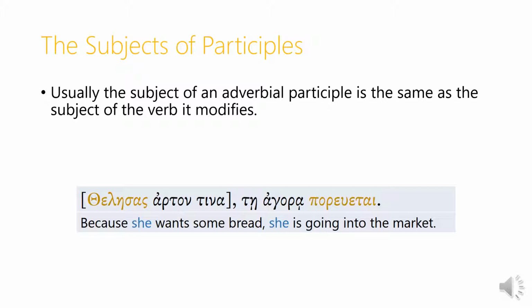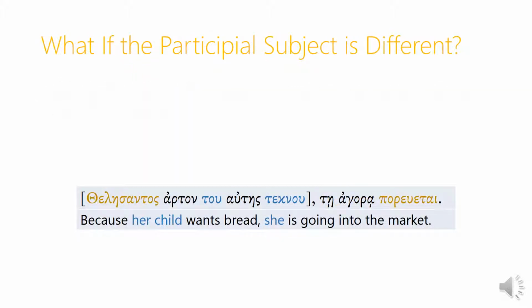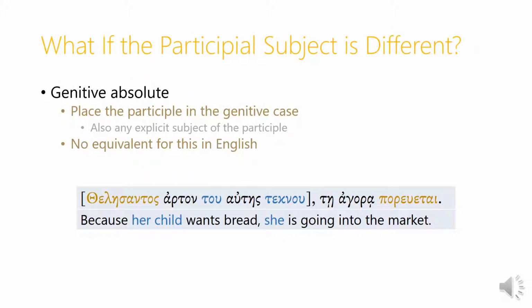But what if we want to say that somebody is doing some action in the participial clause and that person's different from the person doing the action of the main clause? Well, that's where the genitive absolute comes in. What happens is we place the participle in the genitive case. And we also put in the genitive case any words that explicitly identify the subject of the participle. You won't always have an explicit subject, but if there is one, then those words go in the genitive case as well.